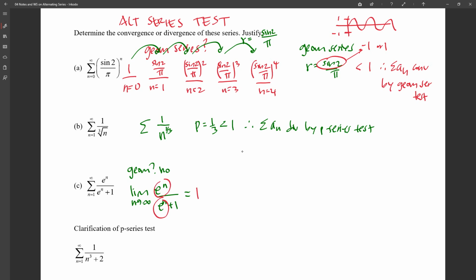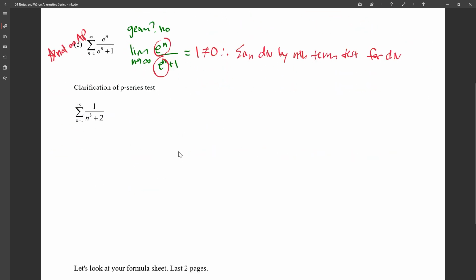And the nth term test for divergence says I compare this 1 to 0. It's not equal to 0. Therefore, I can use nth term test for divergence. This says that this series actually diverges by nth term test for divergence. And nth term test for divergence is not on the AP test, but it's worth looking at because it's actually good to know. It comes up again and again on things that we're trying to find the convergence and divergence of a series. Let's look at a clarification for p-series tests.